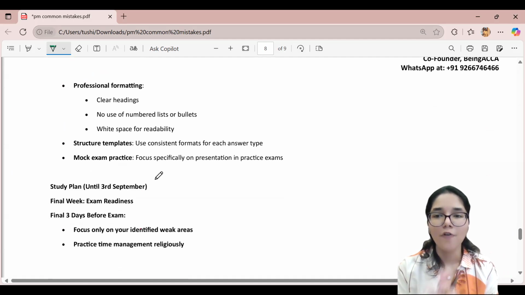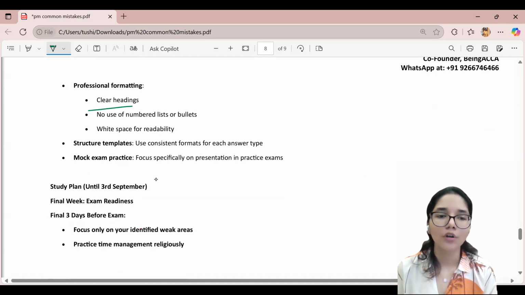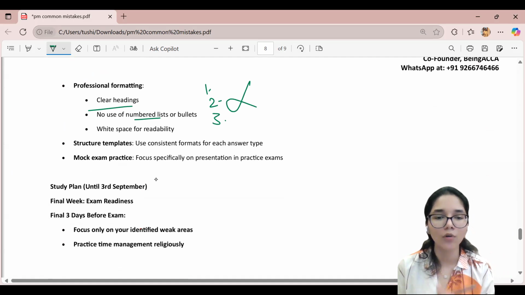Then, professional formatting. How can you make your answers look like a good professional person has written those answers? They should have clear headings. You should not be using numbered lists, 1, 2, 3. No professional talks like this. So these lists are a big no. Bullets also are not to be used.